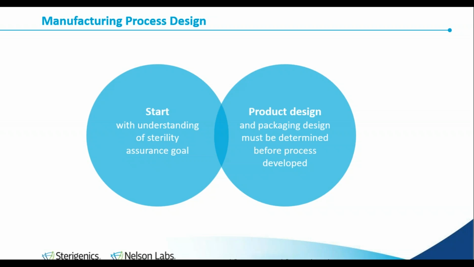So you may have one sterility assurance goal for the drug product itself. And to Marta's point, that may be that we maintain drug sterility through an aseptic fill. But we may be required to have a totally different sterility assurance goal for our drug delivery system, which is going to require some sort of terminal sterilization. So we have to understand what that sterility assurance goal is before we can develop the manufacturing process. And ultimately, like I say, product and packaging design must be finalized or very near finalized as well.